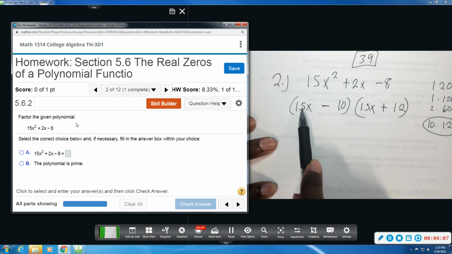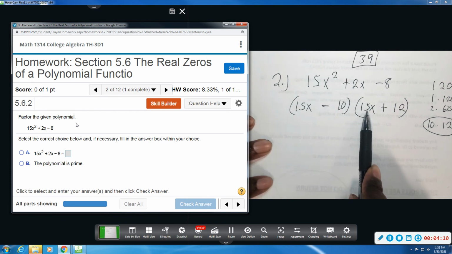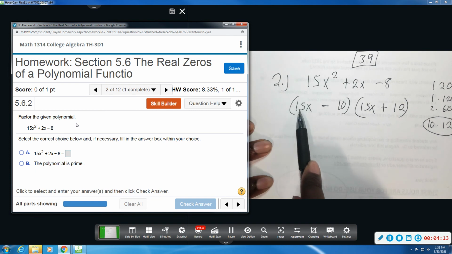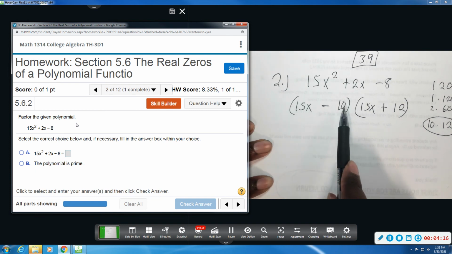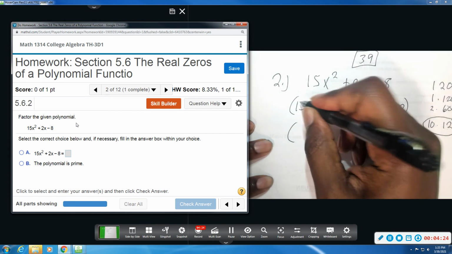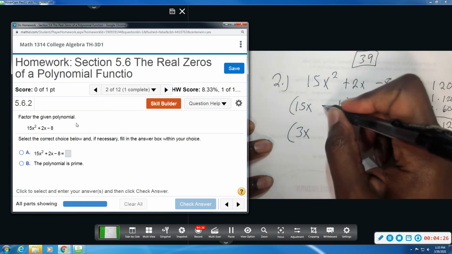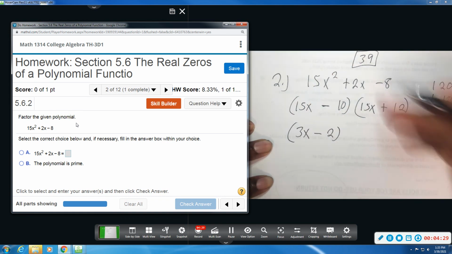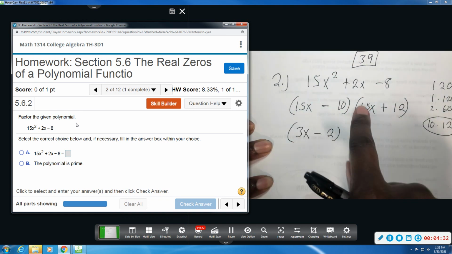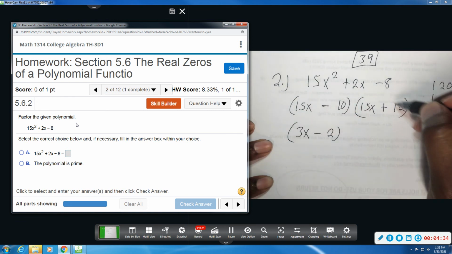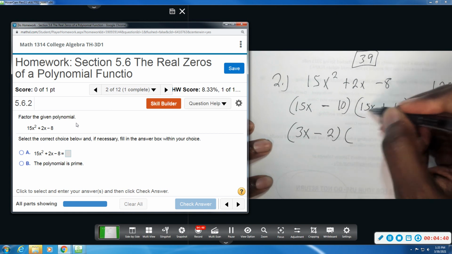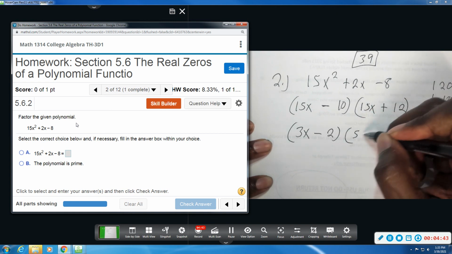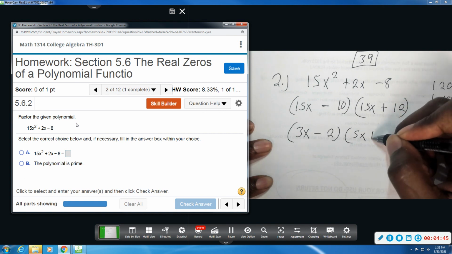They're not supposed to both be 15. In order to correct that, we will divide both 15 and 10 by the largest common factor. Both these numbers can be divided by 5. So we divide them by 5, and that leaves us with 3x minus 2. We just get rid of that 5. It corrects the error of putting 15 in both. And then over here, the largest common factor between 15 and 12 would be 3. So we divide by 3, and that gives us 5x. Divide by 3, that gives us plus 4.